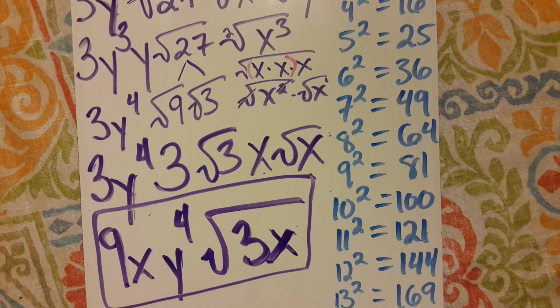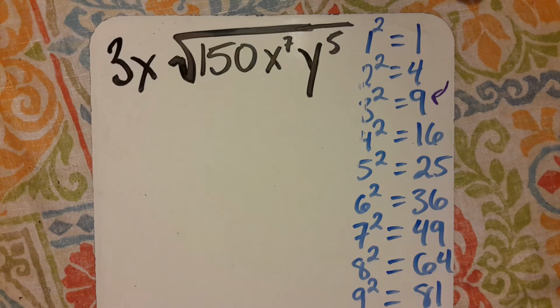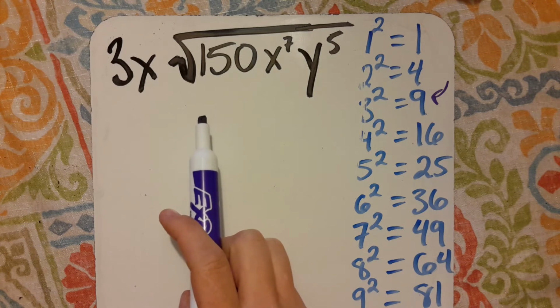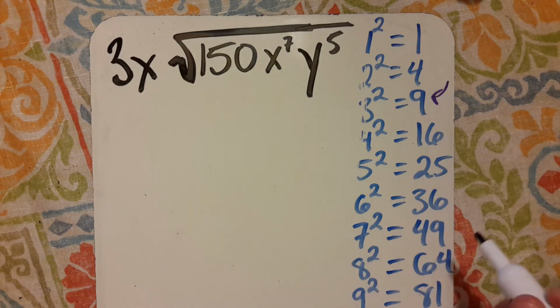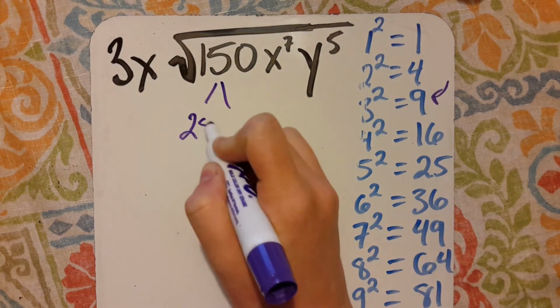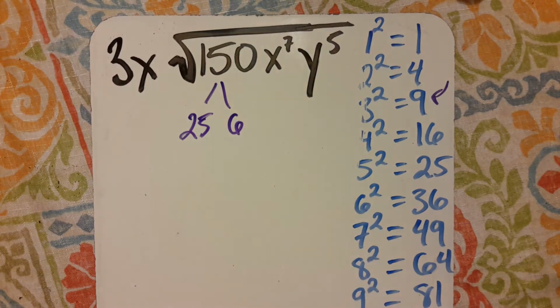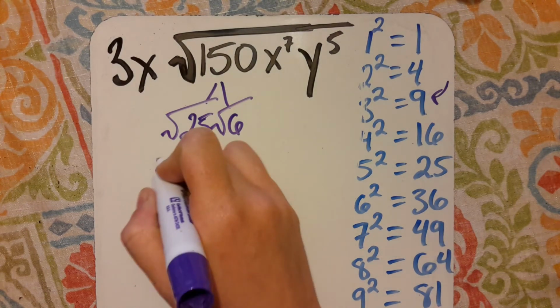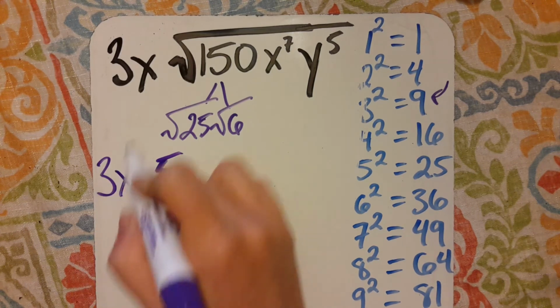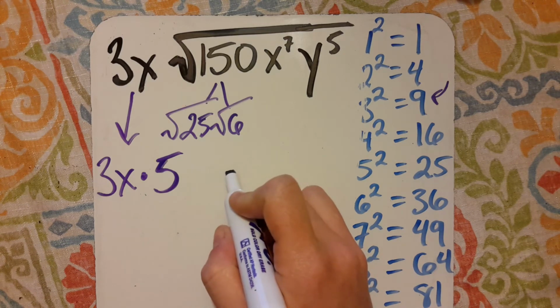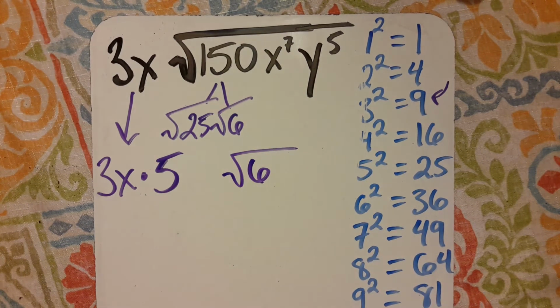So let's do another problem. We'll try this one next. Again, try to find the biggest number that divides into 150 that is a nice happy square number. This time I think the number is going to be 25, because 25 times 6 is 150. Each of those can have their own square root, and the square root of 25 is 5. Don't forget this 3x needs to come down with all this. So 3x times this 5 so far, and I have a square root of 6.